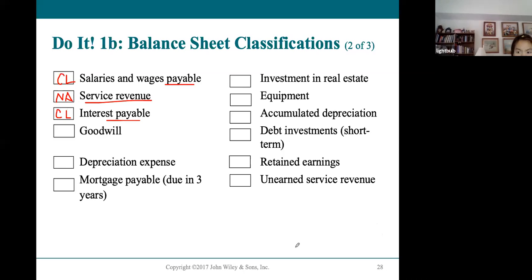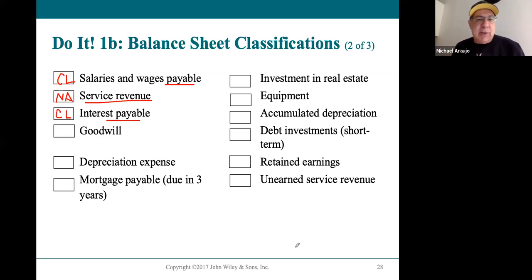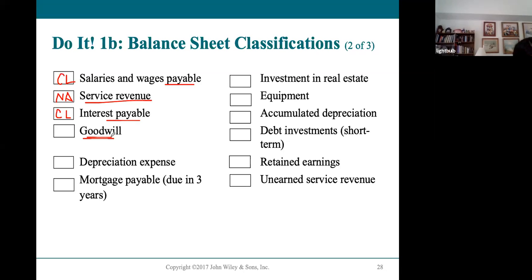Okay. Let me see who else. Jeanette, I'm going to go to you next. Goodwill. Now, this is interesting because we haven't seen this account before. But Goodwill represents the additional value paid for assets by companies. I'll give you an example. You probably heard about Disney before. Sounds relatively familiar company.